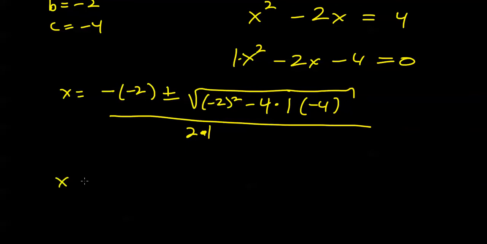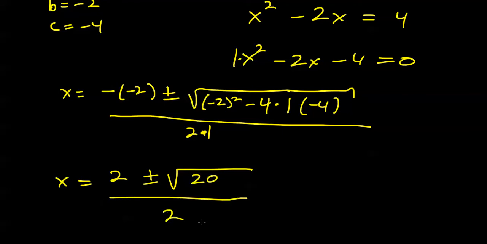Alright, let's see if we can punch this out. Minus minus 2 is 2, plus or minus the square root of 2 squared, which is 4, minus 4 times minus 4, which is plus 16. We have a square root of 20, 20 is under that root sign, over 2 times 1 is 2.